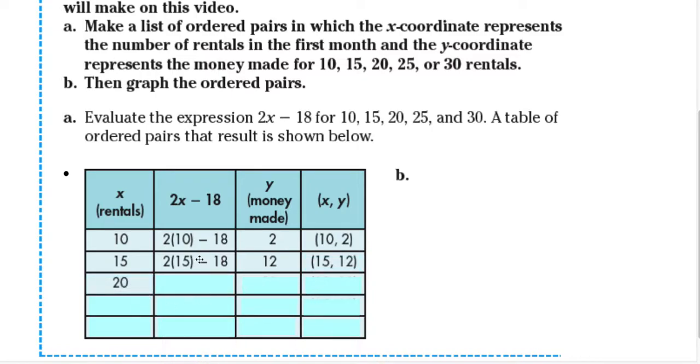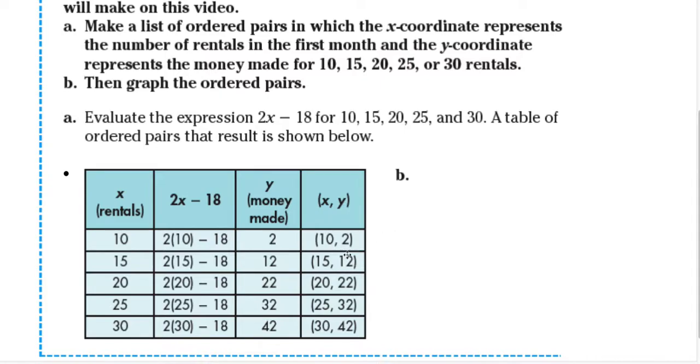For 20 rentals, substituted into our expression, we end up with $22. The ordered pair will be 20 and 22. For 25 rentals, again substituted for x, we end up with $32 as the money made. The ordered pair will be 25 and 32. For 30 rentals, substitute the value for x, the money made will be 42, and the ordered pair will be 30 and 42.